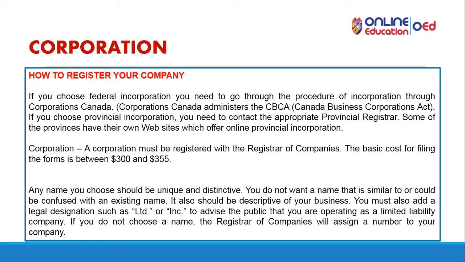You must also add legal designations such as LTD or INC to advise the public that you are operating as a limited liability company. If you do not choose a name, the registrar of companies will assign a number to your company. So if ever that you don't have a name, then you will be given or assigned a number.